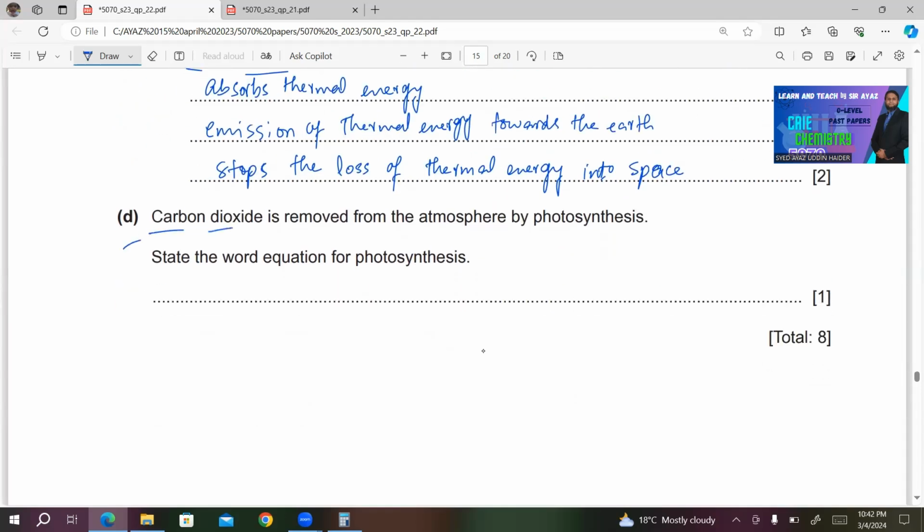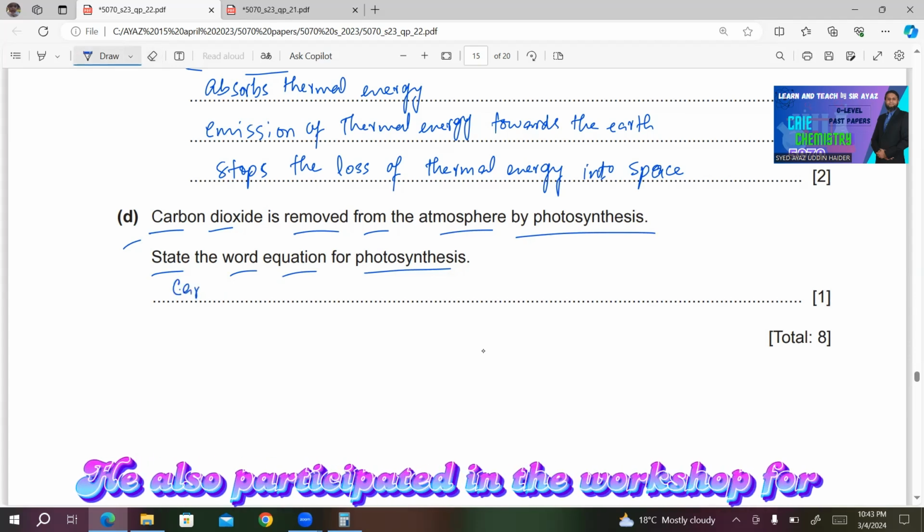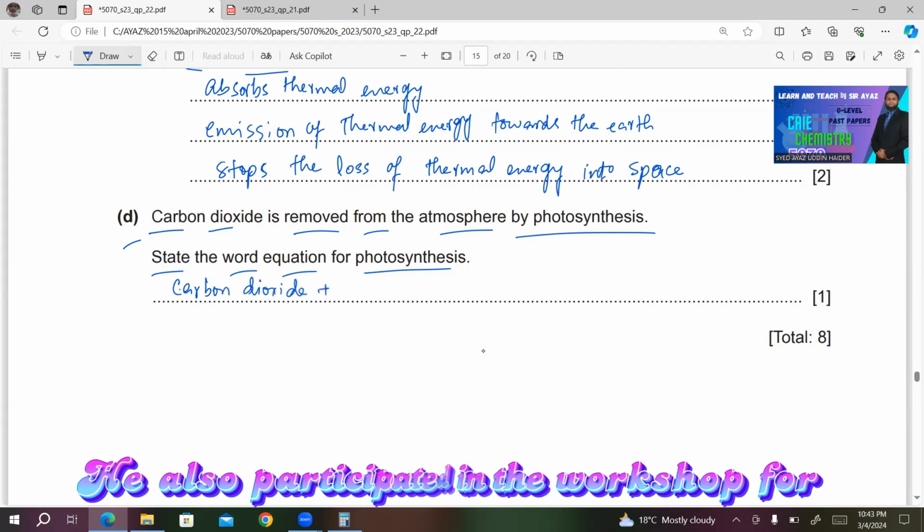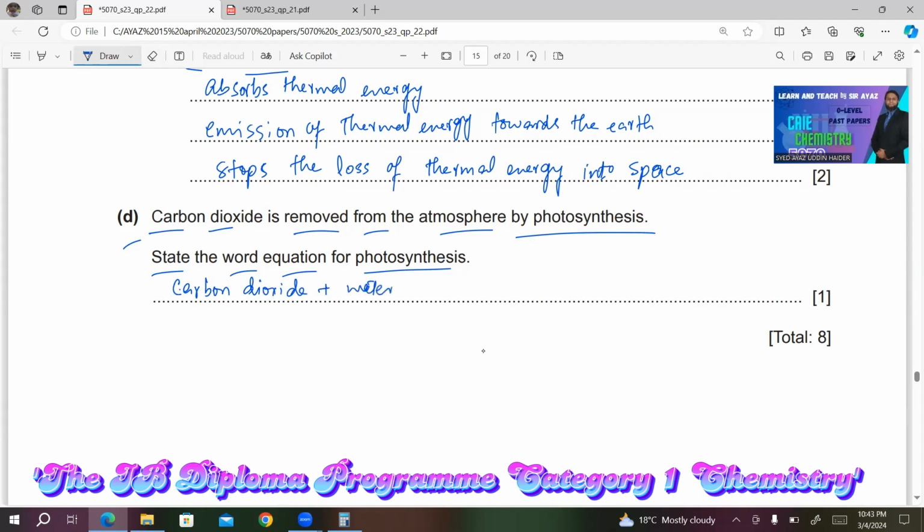Number D, carbon dioxide is removed from the atmosphere by photosynthesis. State the word equation for photosynthesis. The word equation involves the reaction between carbon dioxide and water. The products will be glucose and oxygen. Carbon dioxide plus water gives oxygen plus glucose.